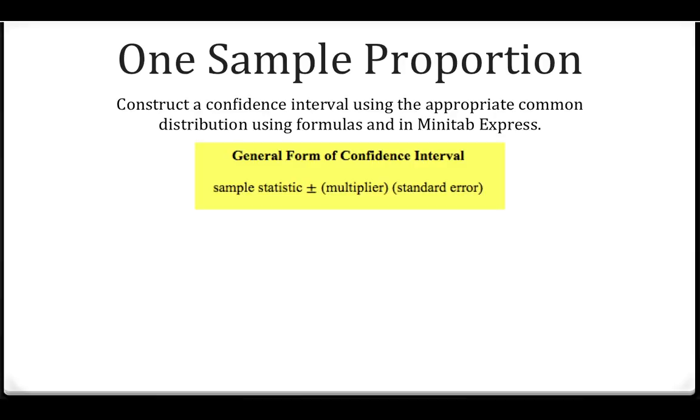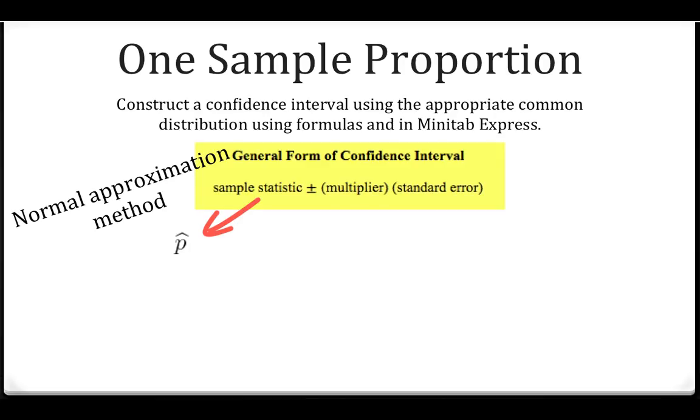The general form is the same that we've seen in previous weeks. The sample statistic plus or minus the multiplier times the standard error. In this case, the sample statistic is p hat, our observed sample proportion. The multiplier for the normal approximation method is going to come from the z distribution. Last week, you learned how to construct a z distribution in Minitab Express and in StatKey to find multipliers.